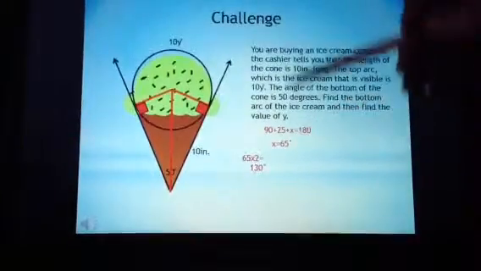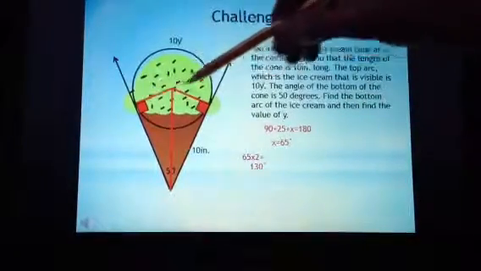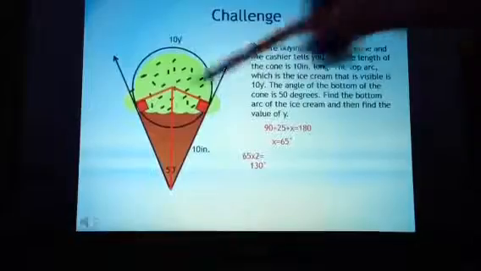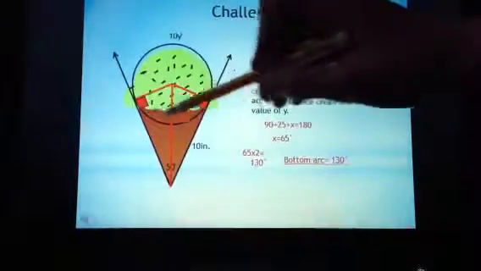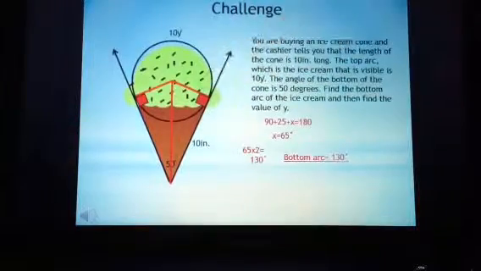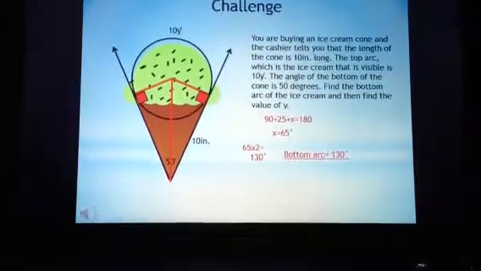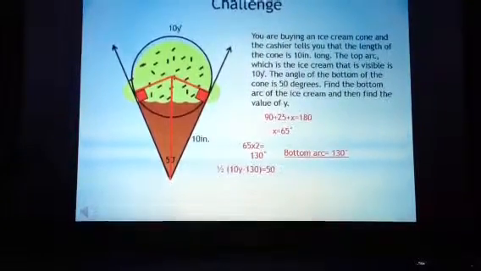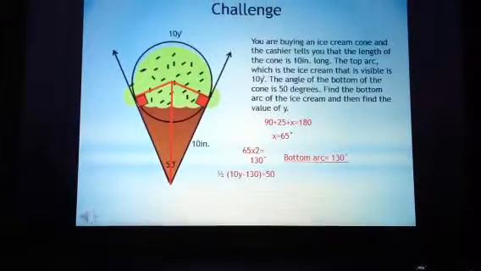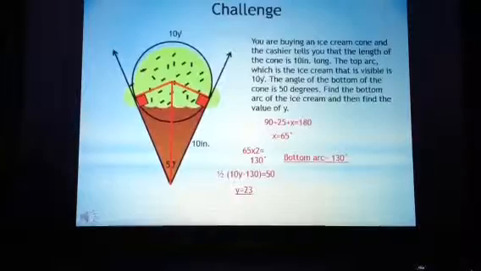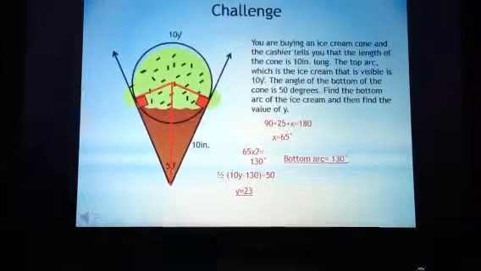So to find this central angle right here, then you take 65 times 2 to get 130. And 130 is also this value of this arc right here, as you can see. So this bottom arc is 130 degrees, and then you just use the theorem we've been using to take half of 10y minus 130 degrees equals the angle, which is 50, and then you get y equals 23.